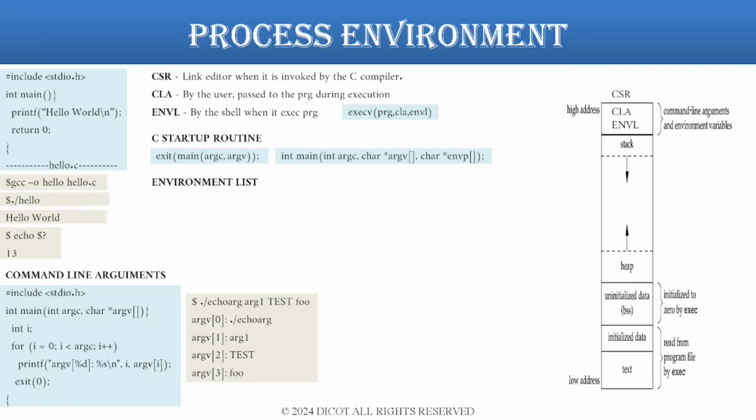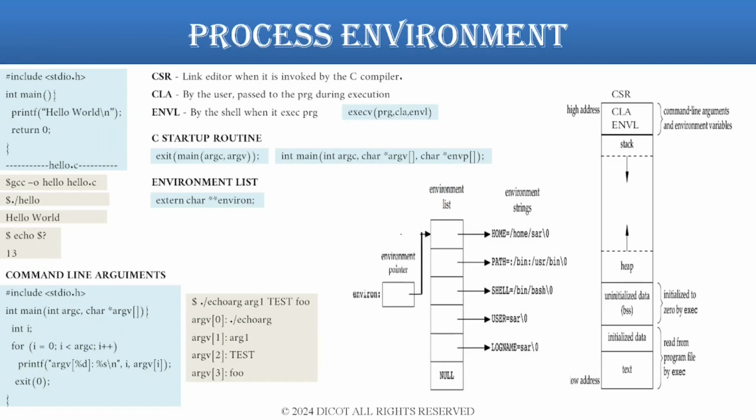Each program is also passed an environment list, as we saw. The environment list is an array of character pointers, with each pointer containing the address of a null terminated C string of the form name=value. It is similar to the argument list.